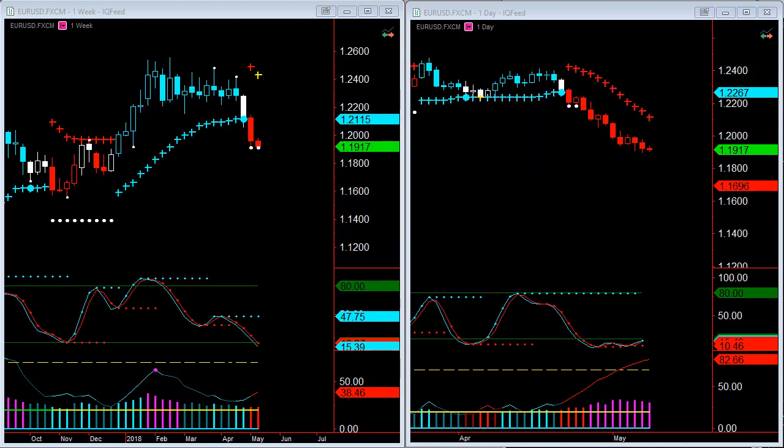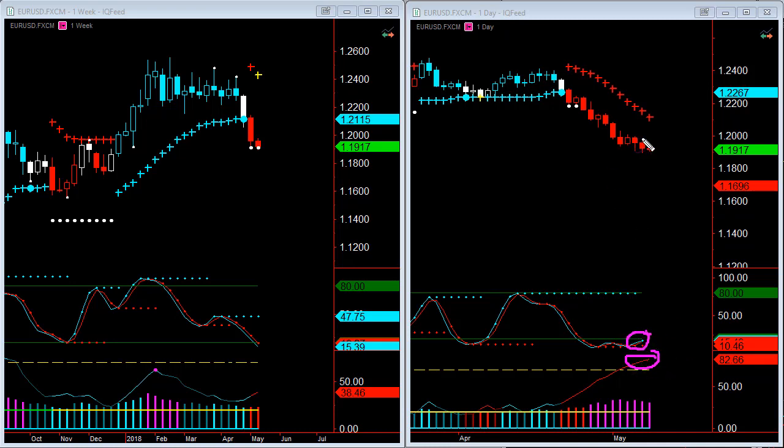Now, the one reason I like to see the overextended markets is because this is where we get retracements. Retracements can be traded one of two ways. You can actually trade the retracements, or you can simply wait for the retracement to occur and then enter into a trend. And in this case, you can see that the ADX is overextended as well as the Stochastics.